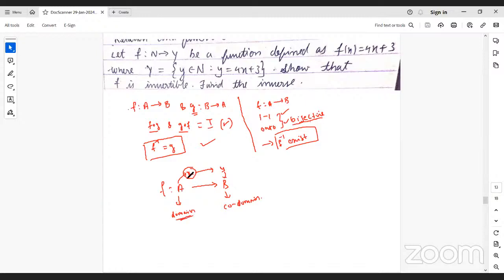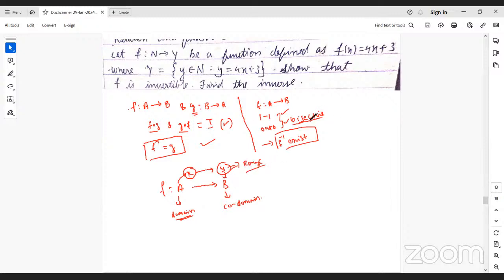So the input we are taking from the domain set, and whatever output we are getting, y, must belong to the codomain set. So this y value also belongs to the range.